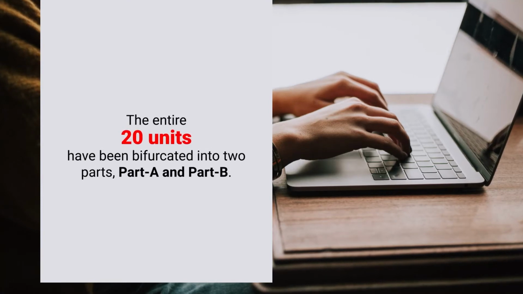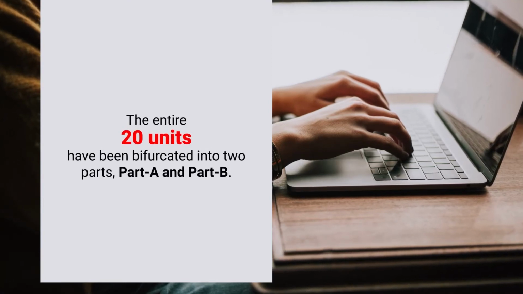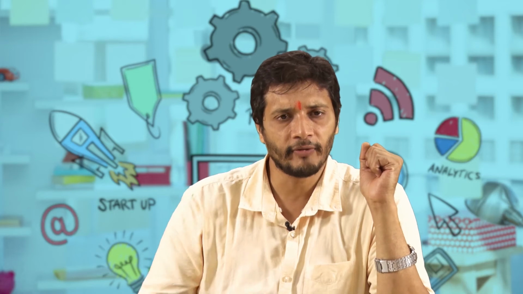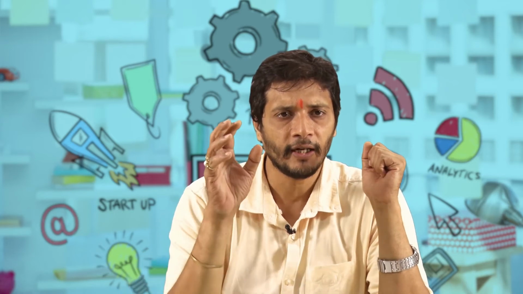Anyway, in this particular course, you will find 20 chapters, bifurcated into part A and part B. Part B consists of two blocks, which talk about Excel and Microsoft Word. And part A, which is the first unit of this particular block, talks about the introduction to computers and other things. We will see how the things are there.